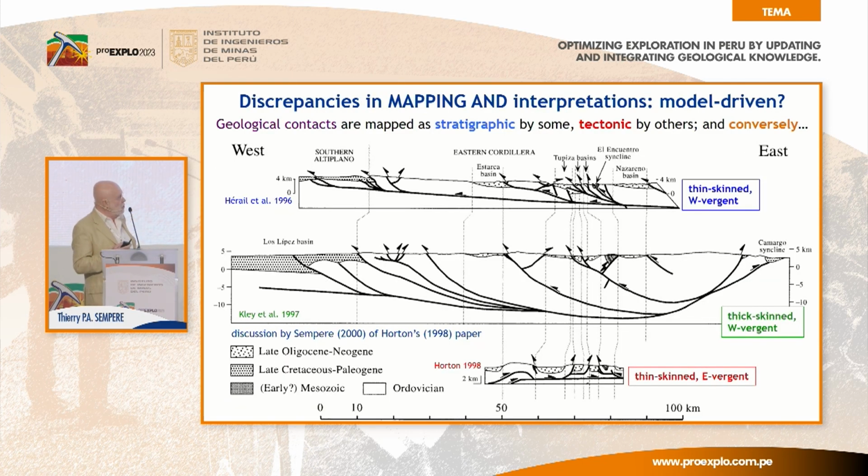Now, regarding structural sections, we see that we have 2 or 3 types of sections. 2 to the west and 1 to the east. 2 with thin skin and another one with thick skin. So we have the same area studied by 3 different groups, and no one reached an agreement. So we wonder if we are going to hire a 4th group, maybe they will have a 4th interpretation.